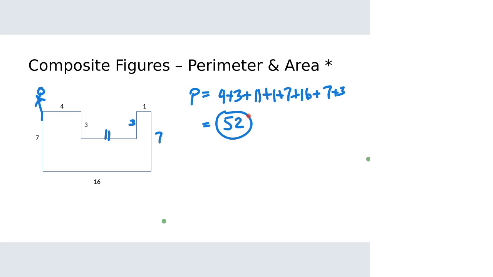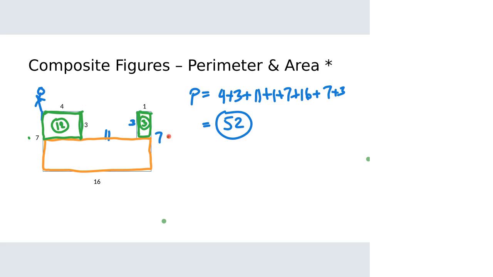Now for the area. Last time we cut it up with a tall rectangle on the end, so let's do a long rectangle across the bottom this time, and then we'll throw in a little rectangle here and a little rectangle here. Be careful when you identify your side lengths. This is 4 by 3, so that's going to have an area of 12. Yes, there's a 7 staring at us, but a 7 is not one of the side lengths, so we don't use it. Over here, it's 1 by 3, so that rectangle has an area of 3.